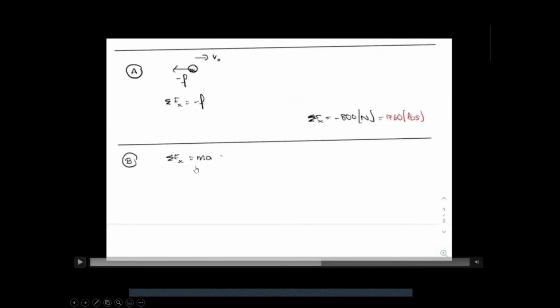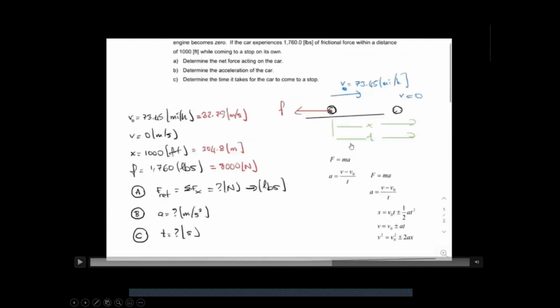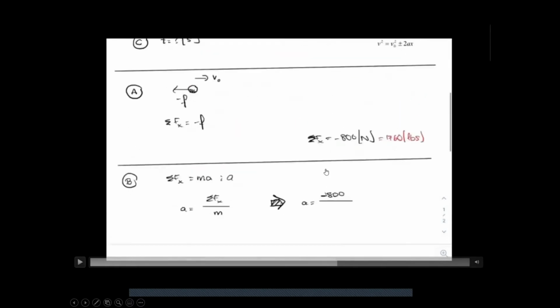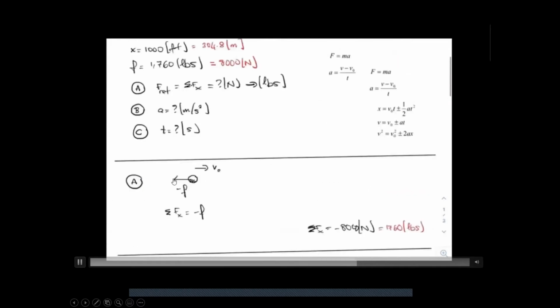The next one: what causes the acceleration? Net force does. Net force is responsible for the acceleration. Once again, it's going to be 8,000, not 800, so we'll make the correction. The mass of the vehicle is given, that's 2,000. I made the correction already. So that's the acceleration of the vehicle. It's going to be negative, since it's slowing down.